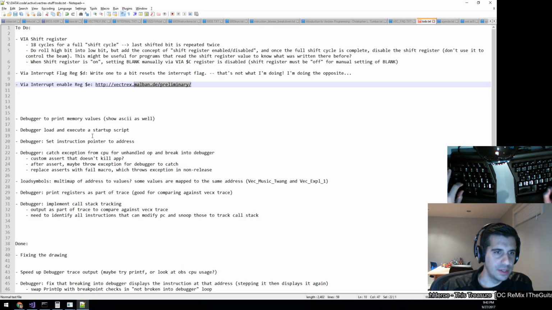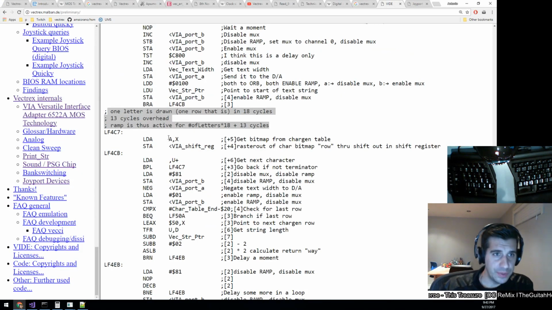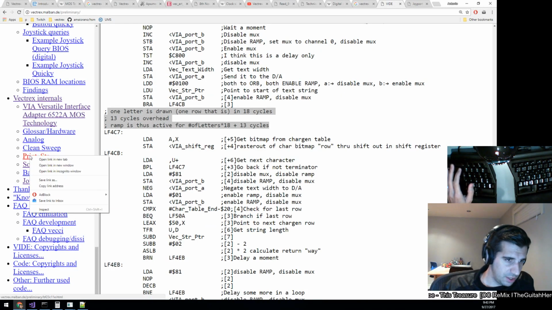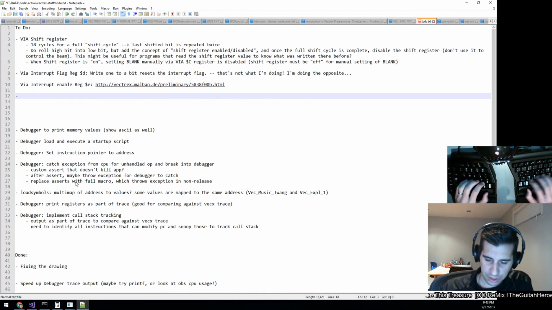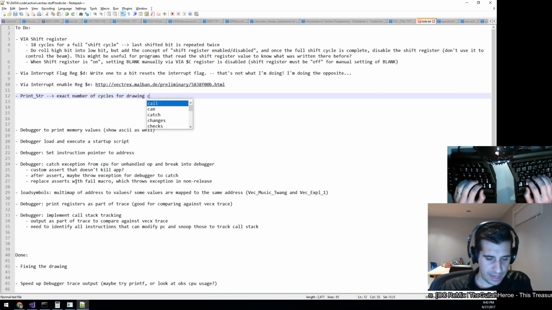Actually, here what I wanted to say was this. Okay, this is super cool. I'm going to just take a little comment, add a little note about that. Print str: exact number of cycles for drawing characters.